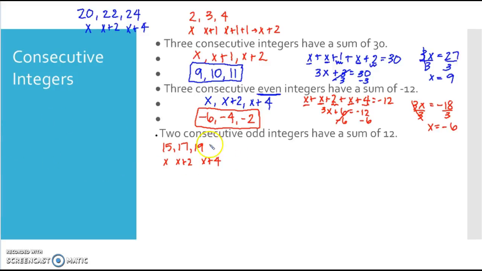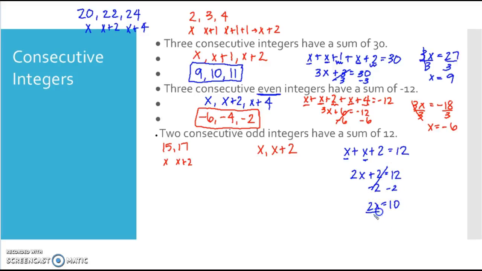Alright, so I have x, x plus 2, and, oh, I only want 2 this time, so I don't even need that last one. I only want x and x plus 2. And then we'll get rid of the 19 and the x plus 4. I know the sum of these consecutive odd integers is 12. So I have x plus x plus 2 equals 12. Combining like terms gives me 2x plus 2 equals 12. Subtract 2. 2x equals 10. Divide by 2. x equals 5.